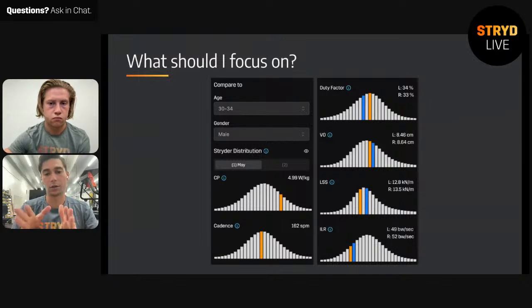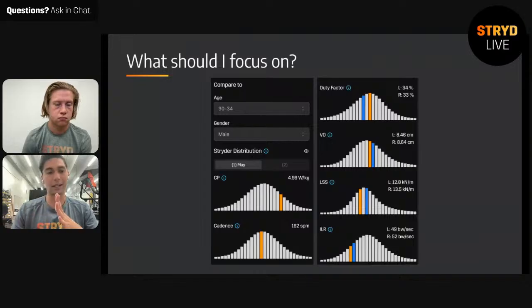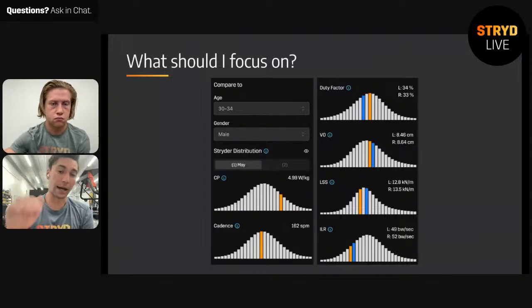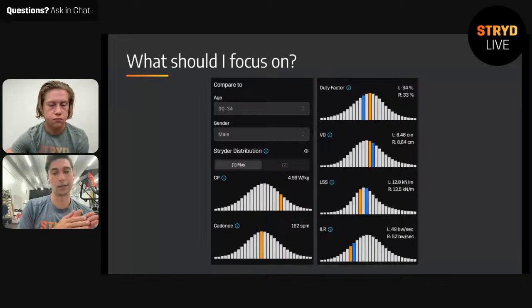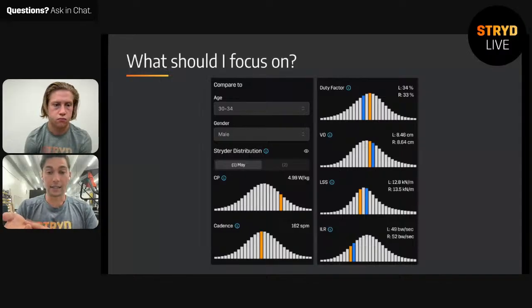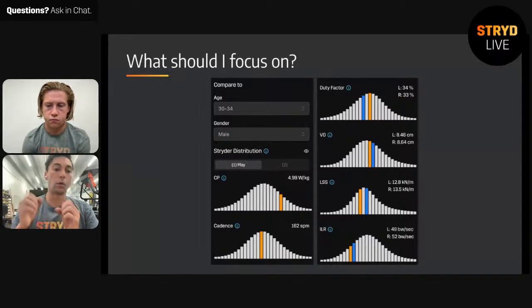And then all of these you should look at in terms of the metrics themselves. So for impact loading rate, you want to have less loading and less force on your body per step, because that's going to help mitigate injury risk. So on ILR, you want to be on the lower side of that distribution to, like I said, reduce injury risk. LSS, on the other hand, is the opposite. You want a stiffer rubber band so you get more of that energy back.